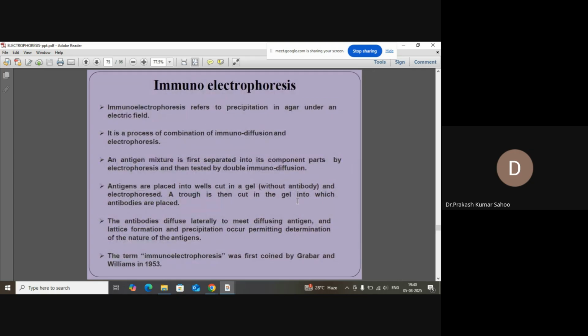Then the immunoelectrophoresis. Immunoelectrophoresis refers to precipitation in agar under an electric field. It is a process combining immunodiffusion and electrophoresis. An antigen mixture is first separated into the component parts by electrophoresis and then tested by double immunodiffusion. So antigens are placed into wells cut in a gel without antibody and electrophoresed.